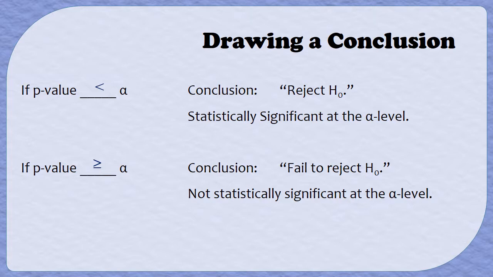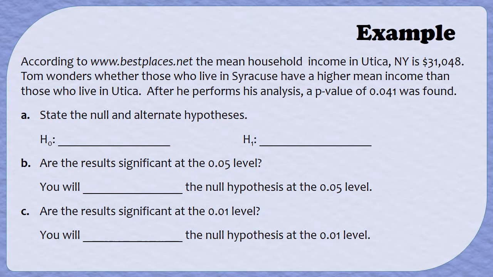So let's do some examples. According to bestplaces.net, the mean household income in Utica, New York is about $31,000. Now, Tom wonders whether those who live in Syracuse have a higher mean income than those who live in Utica. So he does this analysis, does a lot of math, and he finds a p-value of 0.041.